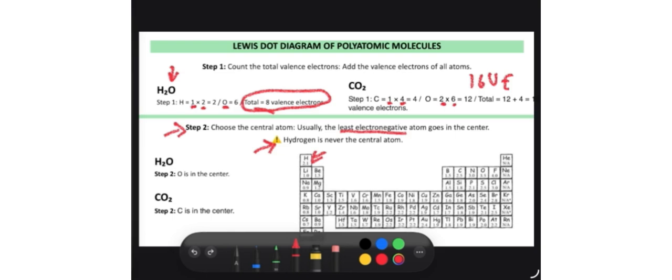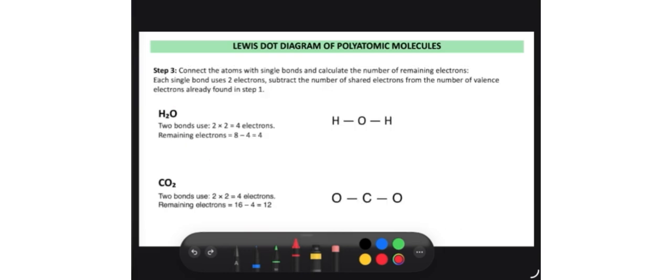This is the periodic table of electronegativity. Showing H2O, because H is an exception, O is in the center for sure. O is in the center surrounded by 2 hydrogens. Now for CO2, we have carbon here 2.5 and oxygen 3.5. Carbon is the least electronegative, so carbon is in the middle surrounded by 2 oxygens. Let's go to step 3.